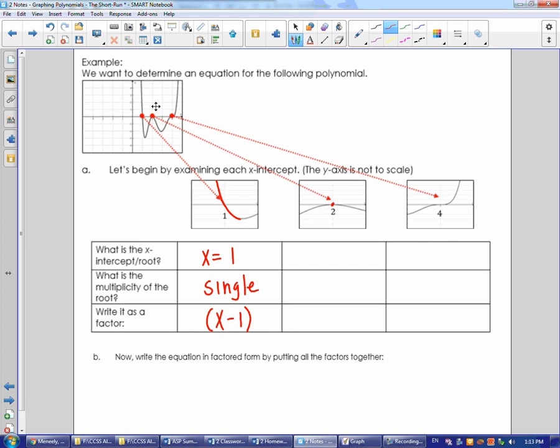If I take a look at number 2, at the second root, again, it's going to cross the x-axis at 2. I can see that my graph is increasing, increasing, increasing, and then as it hits 2, it begins to decrease. So this is an example of when it changes direction. So x equals 2 is going to be my root. Because the graph changes direction, this is what we call a turning point.